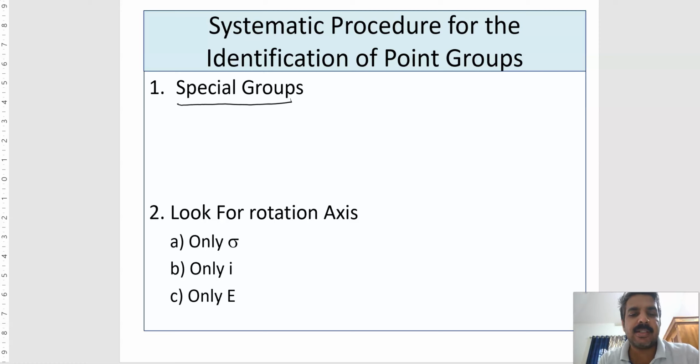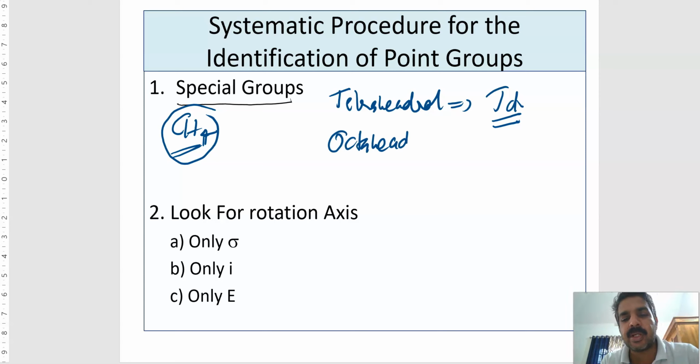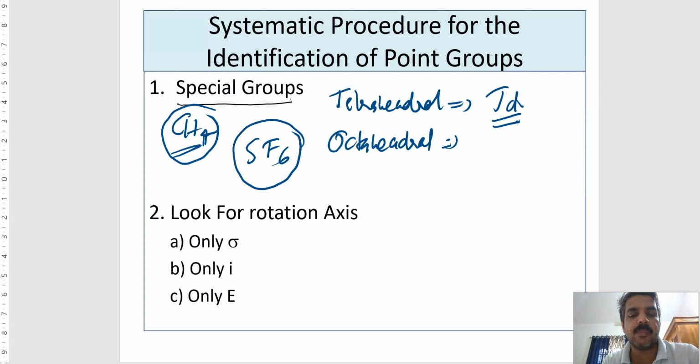Special group means you look at whether the molecule is a perfect tetrahedral molecule, then the point group will be Td. For example, if the molecule is CH4, then of course it is a regular, symmetrical tetrahedral molecule, so the molecule will be Td point group. And if the shape of the molecule is octahedral, for example SF6, that's a special group, so the point group will be Oh.